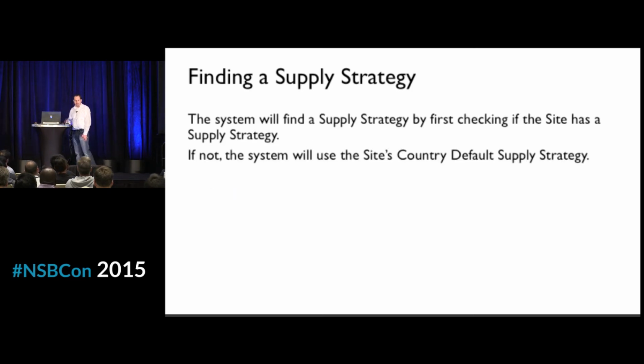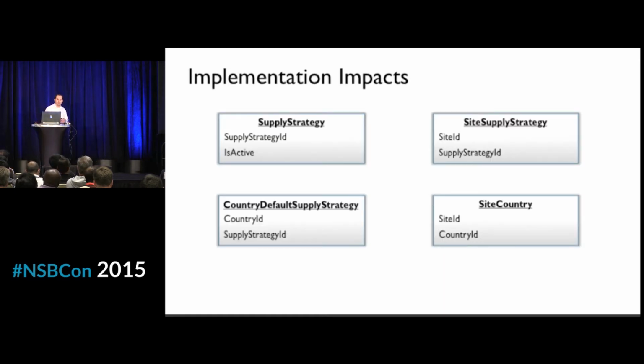What we're left with is a fairly straightforward requirement now. The system will find a supply strategy by first checking if the site has a supply strategy. If not, the system will use the site's country's default supply strategy. So we're using one or the other. So the requirement's simplified. Let's take a look at what it's done to our basic model here. It only eliminated the need for this guy. Everything else we still actually need.